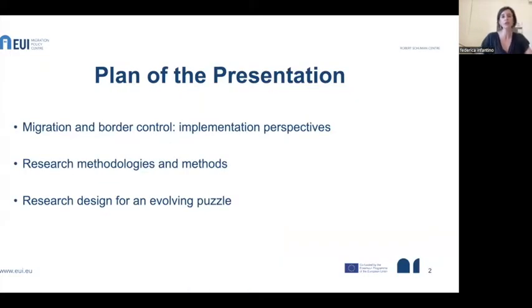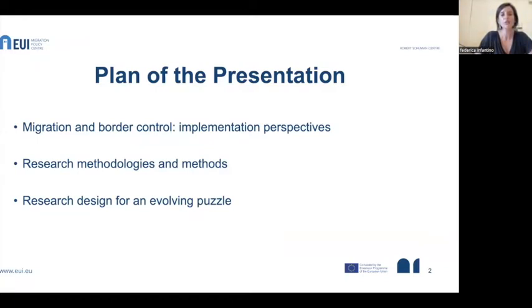First, I'd like to explain a little bit the implementation perspective. So what is migration and border control in practice? Why does it matter? And what kind of questions can be addressed by taking the implementation perspectives?